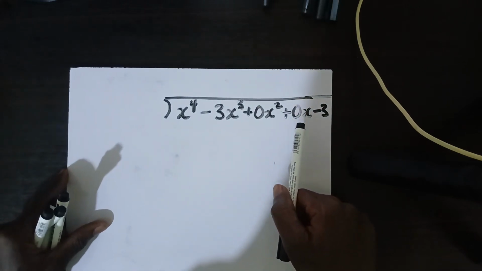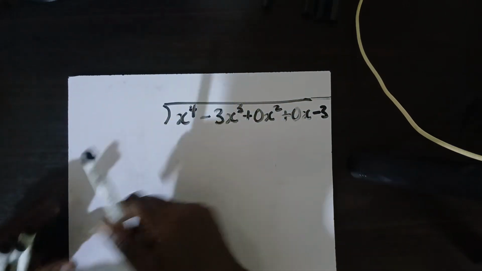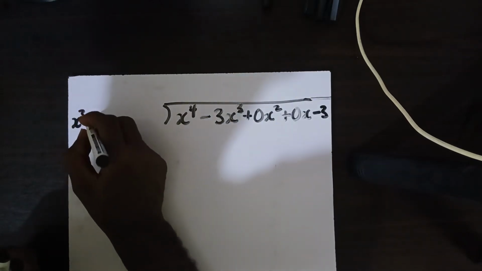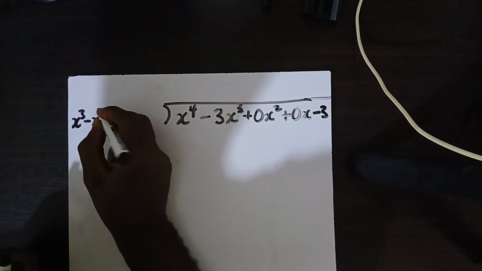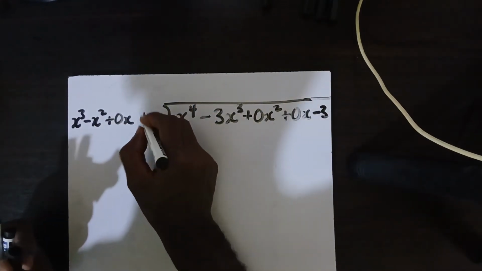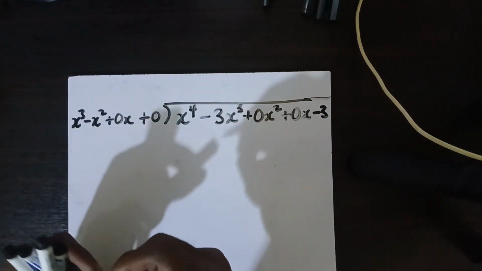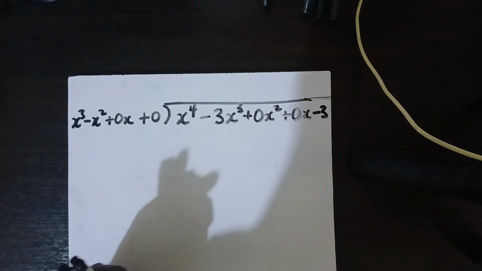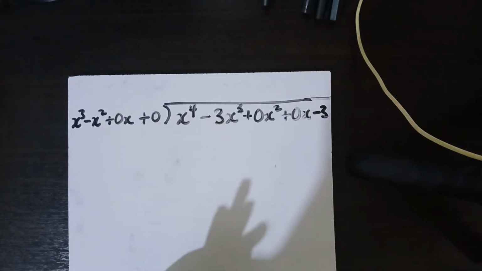We'll do the same for the denominator. So we have x cubed minus x squared plus 0x plus 0. There is no constant as well.